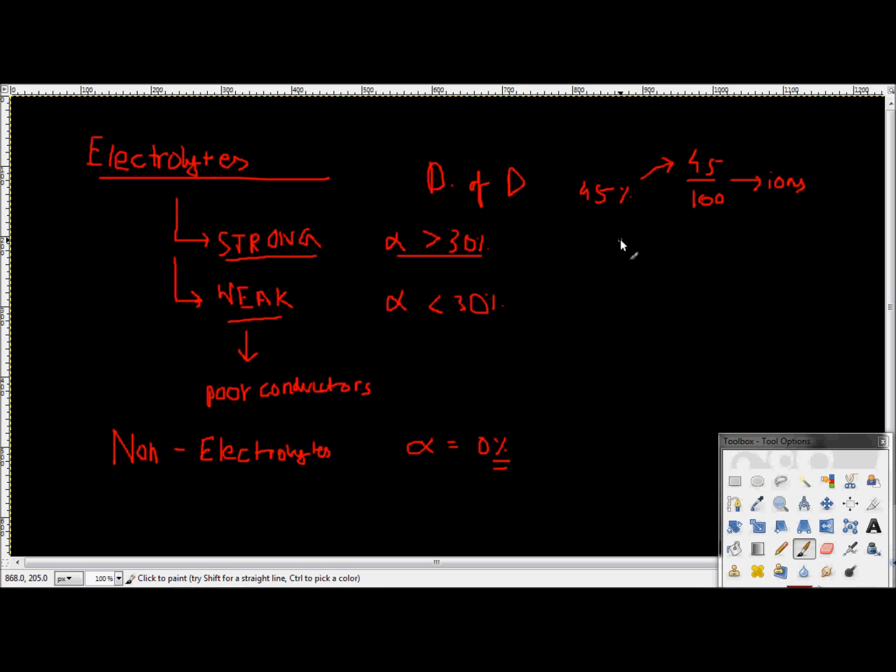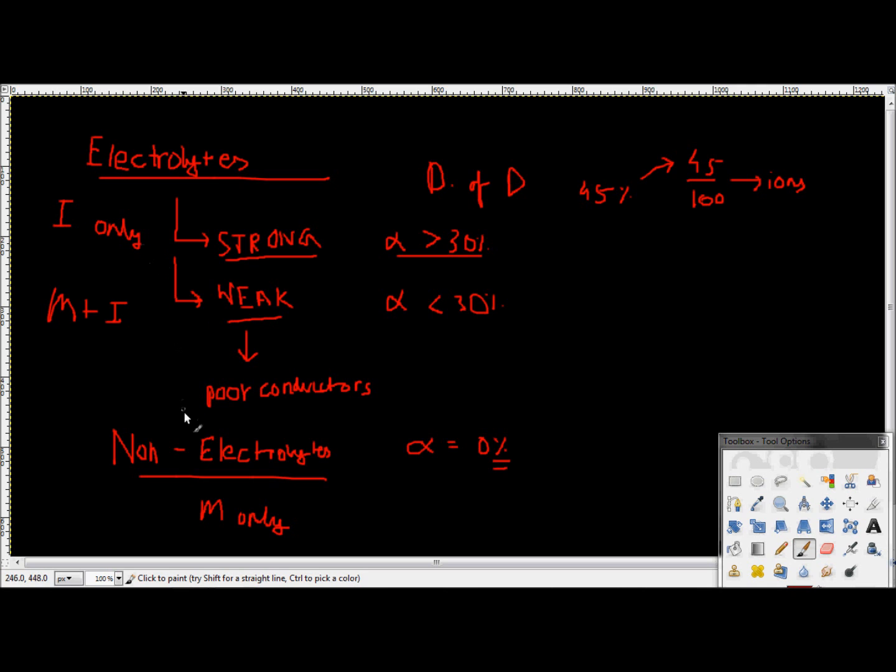So there are some compounds that in the fused or aqueous state don't break up into ions at all. These are called non-electrolytes. So these contain molecules only. I'm going to write that down because that comes pretty often. M only. Weak will contain M plus I, while strong will contain I only.